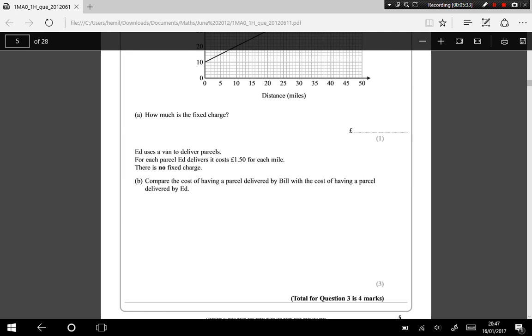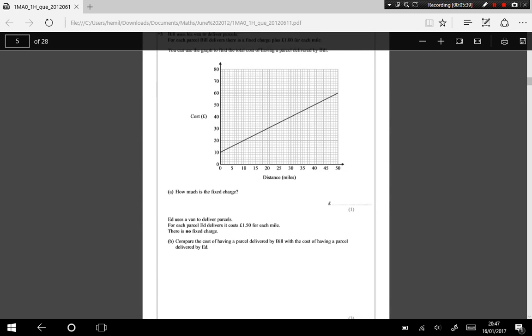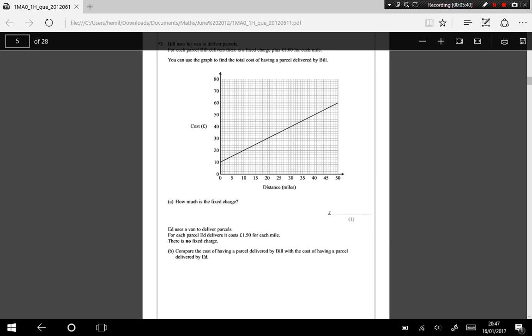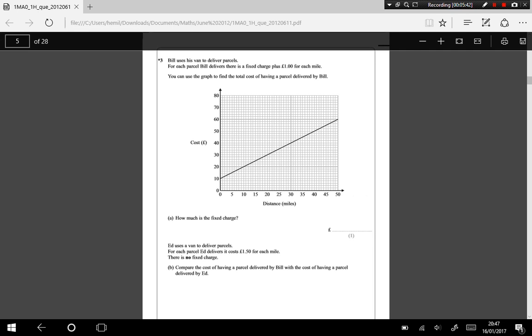Ed uses a van to deliver parcels. For each parcel Ed delivers, it costs £1.50 for each mile. There is no fixed charge. Compare the cost of having a parcel delivered by Bill with the cost of having a parcel delivered by Ed.